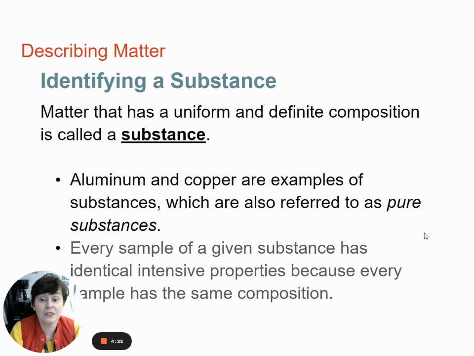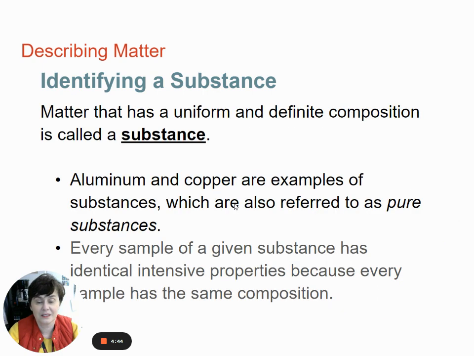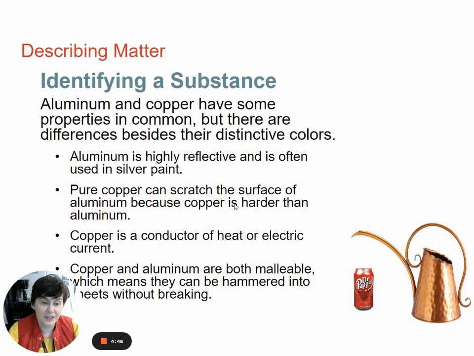Every sample of a given substance has identical intensive properties, because every sample has the same composition. If we were to take a sample of aluminum from the R in Dr Pepper, or down here on this side, you'd have probably the same density, the same chemical makeup. The same makeup as the spout versus the main part of that watering can. Again, they have some properties in common. They're both metals, but there are some differences besides their distinctive colors.